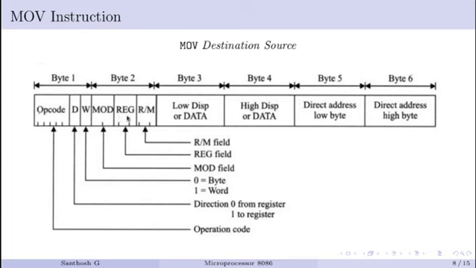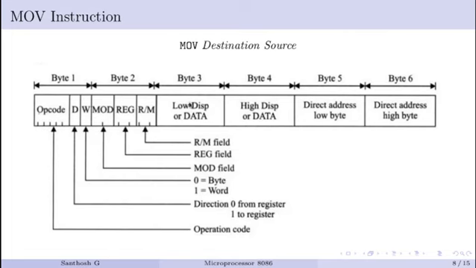Now, if the register specified by the reg field is the source, then D has to be set to 0. Whereas if D is equal to 1, then the operand specified by the reg field will be the destination, and the other operand specified by the rm and mode fields together will be the source. If the size of the data to be transferred is a byte, then W should be set to 0, and if it is a word, that means 2 bytes, then W field should be set to 1.